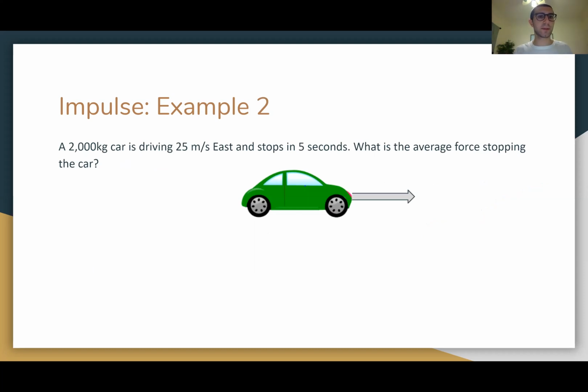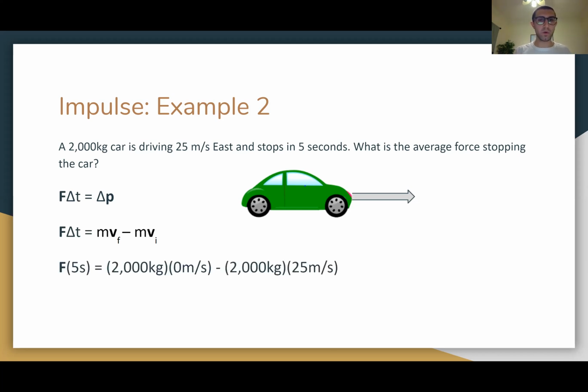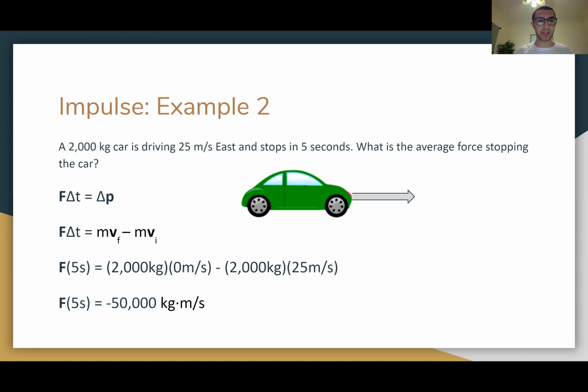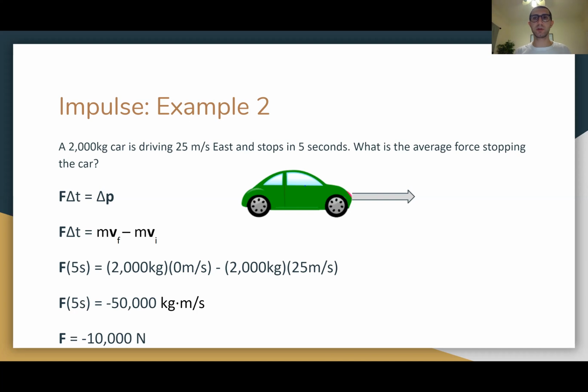A 2,000 kilogram car is driving 25 meters per second east and stops in 5 seconds. What is the average force stopping the car? Let's pause the video, take some time to try this example out, and we'll come back. Well, we have the impulse momentum theorem, and we know what the change in momentum is equal to. It stops at the end, so its final velocity is 0, and plugging in the numbers we know, we get that the force is negative 10,000 newtons.